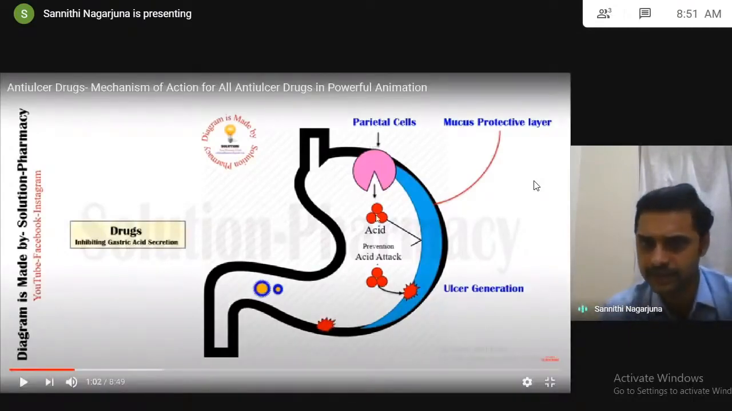See here, the parietal cells release acid, which causes damage to the mucous layers of the GIT and causes the formation of ulcers. Ulcers means wounds, injuries that take place in the parts of the GIT.